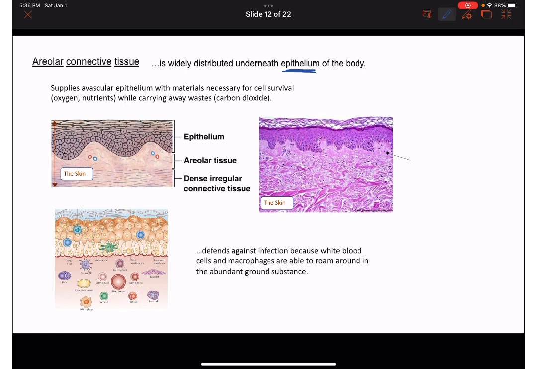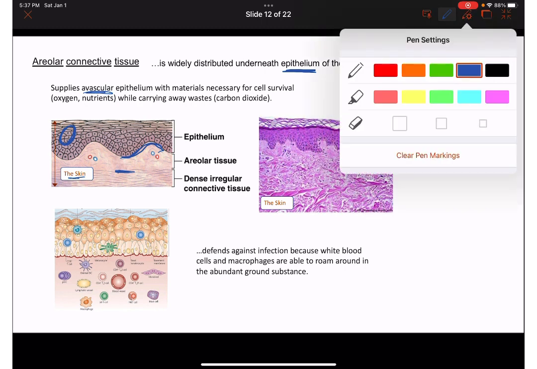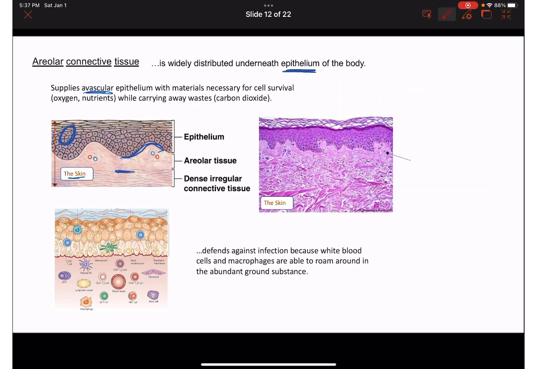And why is that the case? Here we're looking at the skin, and here's the stratified squamous epithelium that makes up the skin. And then underneath that, we have a layer of areolar tissue. Now, why is it beneficial to have areolar tissue underneath this epithelium? Well, it's beneficial because epithelium is avascular. It doesn't have a direct blood supply. And so it needs to get its nutrients and its gases from the underlying connective tissue.